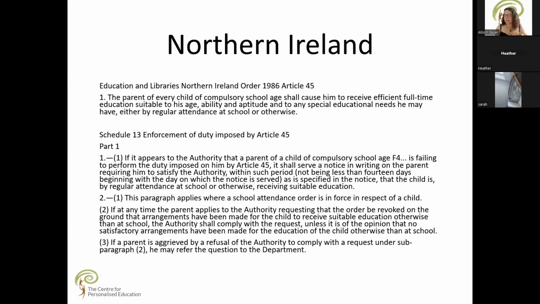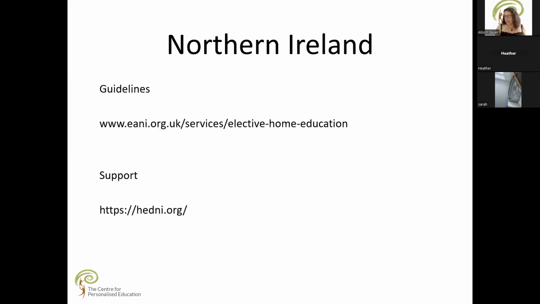Again, very similar legislation, and I've just popped on the bit about school attendance orders at the bottom of that one, but it's almost identical legislation, and theirs is from 1986, but it was based on the English 1944 Education Act, the Butler Act. And there's their guidelines and the support. HEDNI is a fantastic organisation. I know two ladies who helped to run it personally, and they are absolutely brilliant. Their website's superb. It's really good stuff.